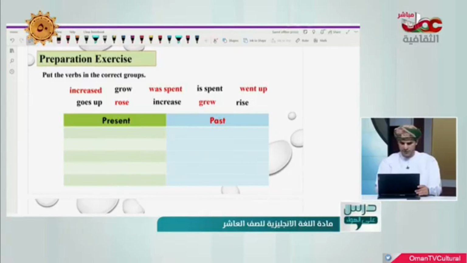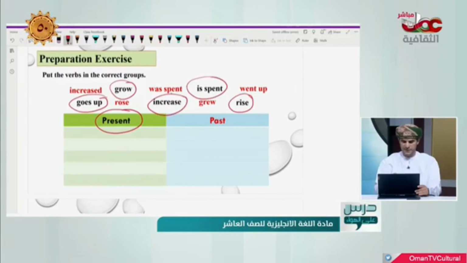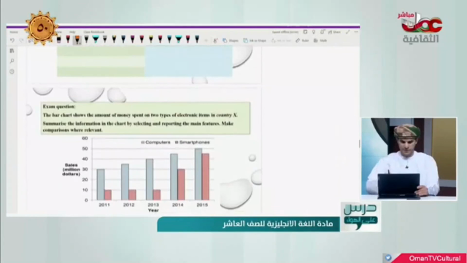Put the verbs in the correct groups. Present verbs. What are present verbs? Goes up, grow, is spent, rise, increase. It's important to notice the present. Okay, the past ones: went up, grew, was spent, rose, and increased. Of course you know this.